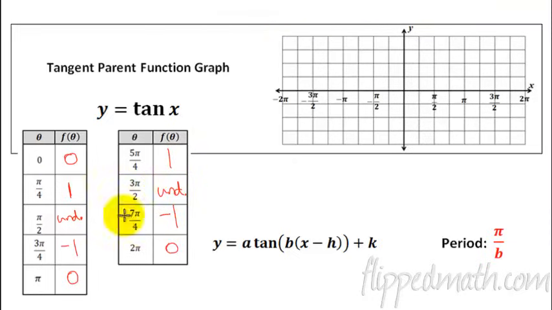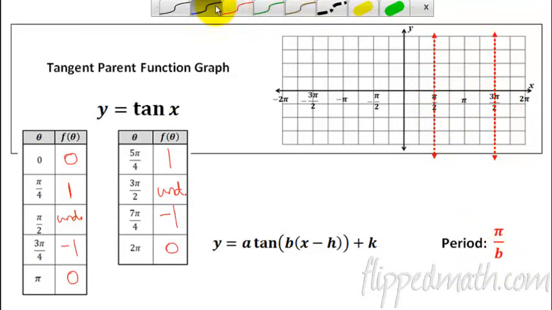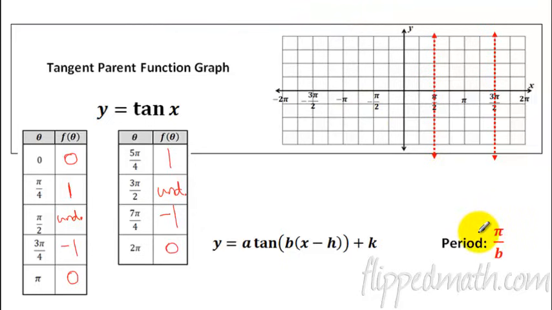So let's start off with that. We have pi over 2 is undefined, so right here let's put a dashed line, and then again at 3 pi over 2. So how often is our tangent graph repeating? Whenever we have a vertical asymptote, it is repeating itself. So it has at pi over 2, 3 pi over 2. The period lasts every pi over b. So this is important to have down on your notes. It is different for the period of tangent. If you remember, for sine and cosine, it was 2 pi over b. For tangent, it is different.